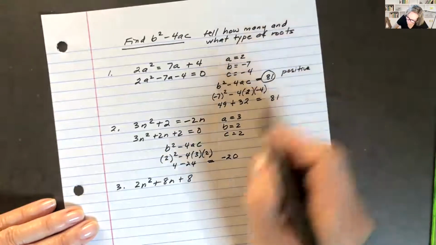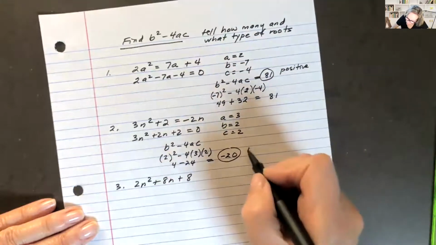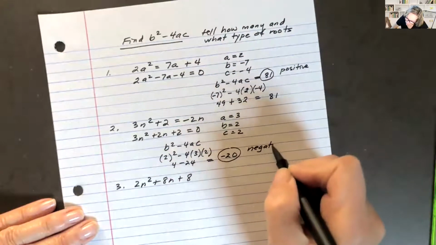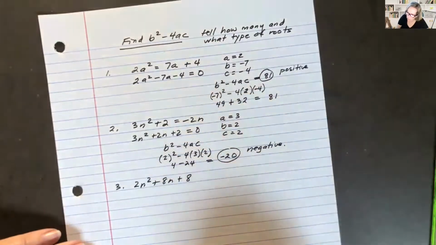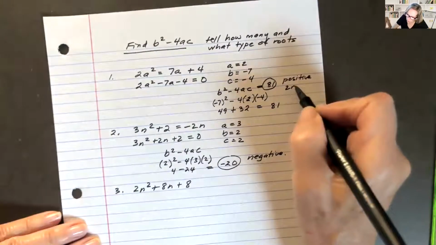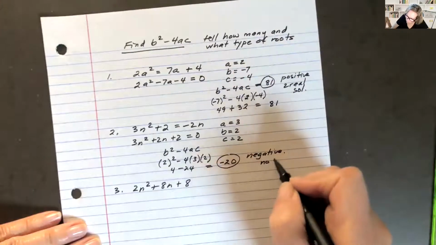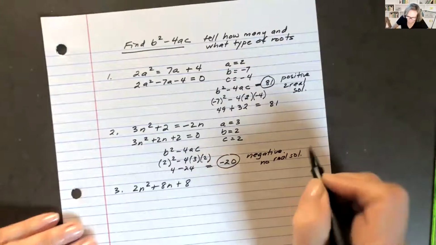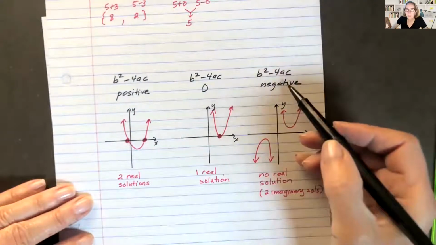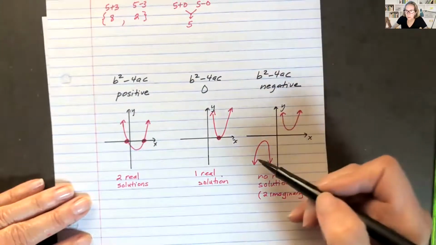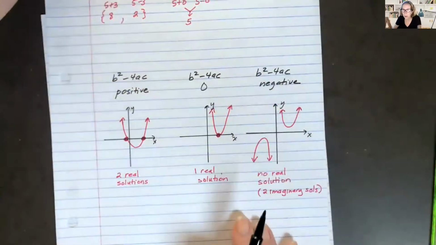Okay, here it was 81. Here it's negative 20. It's negative. That means no real solutions, right? This is 2 real solutions. This is no real solutions. This is where I get the 2 imaginary scenarios. So when b squared minus 4ac has a negative value, we have no solutions, no x-intercepts.